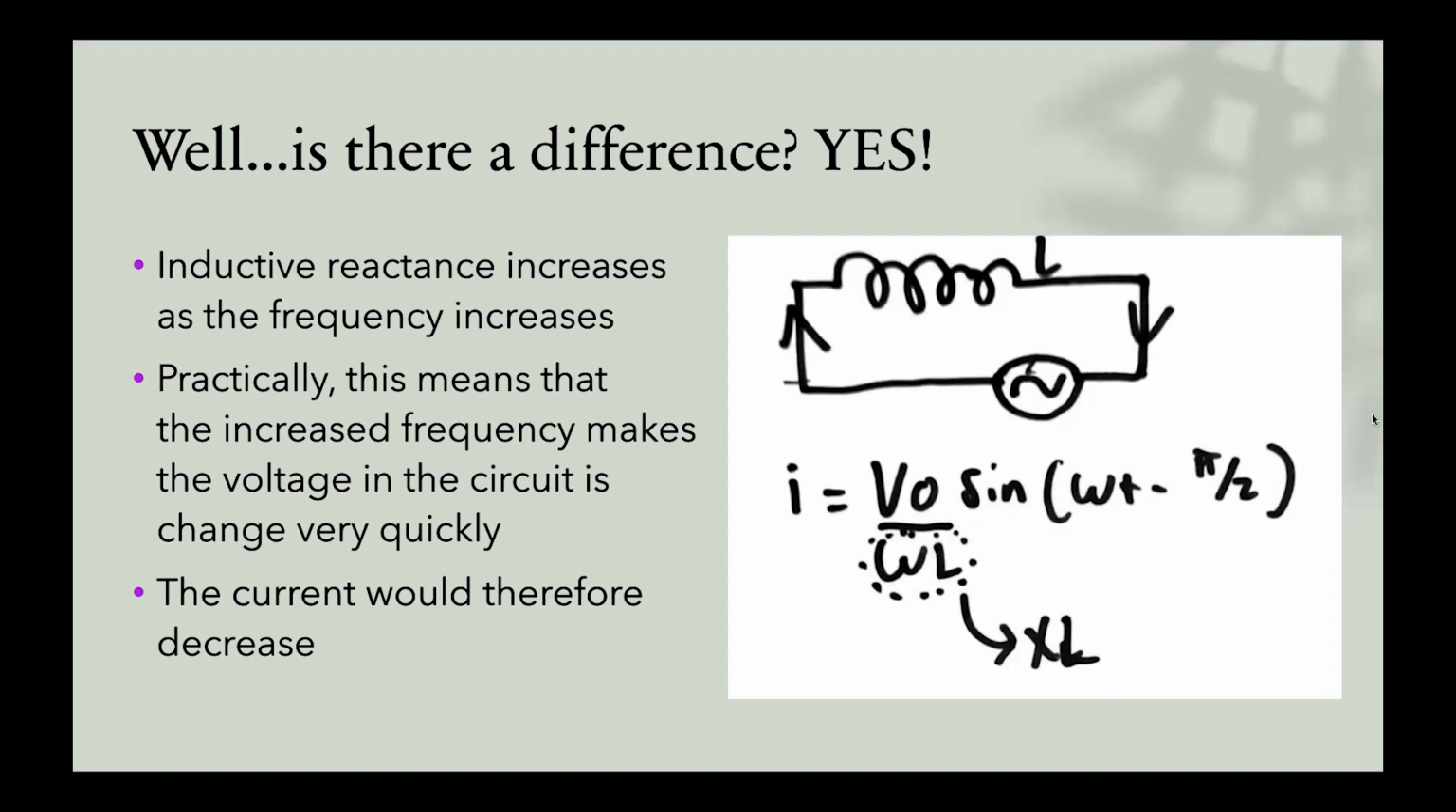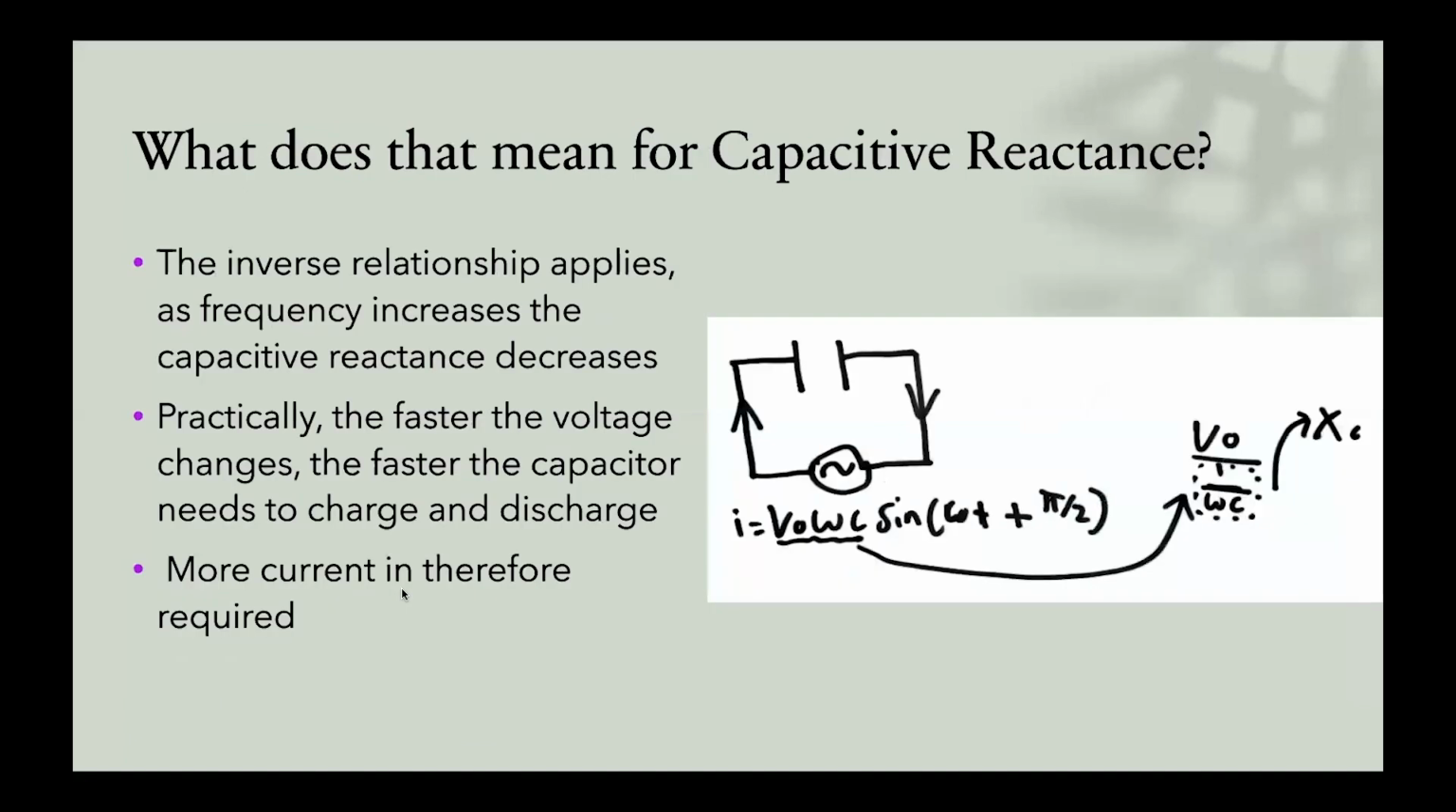Practically, this means that the voltage in the circuit will be changing quicker and quicker, which means the charges have less time to accelerate, which means the current would therefore decrease. And if we look at the capacitive reactance, we can see the inverse relationship applies. So as our frequency increases, the capacitive reactance will actually decrease, because as the voltage changes quicker and quicker in the circuit, the capacitor needs to charge and discharge faster, which means more current is required. So therefore, as this frequency increases, the reactance will then decrease.